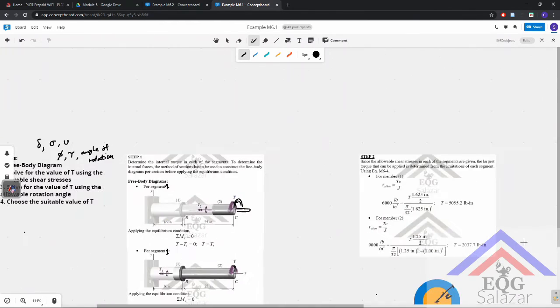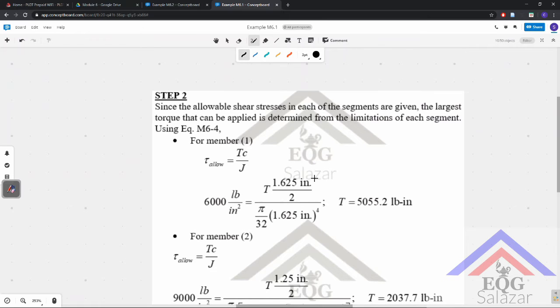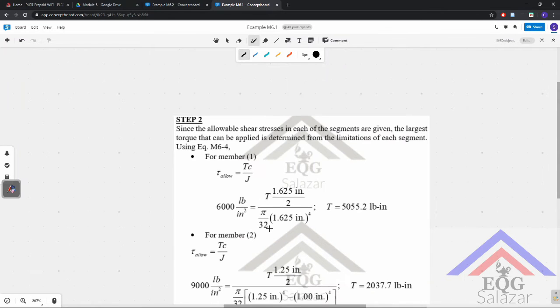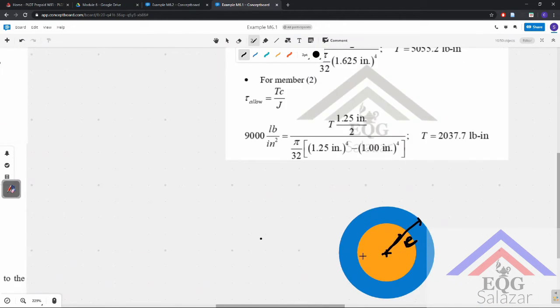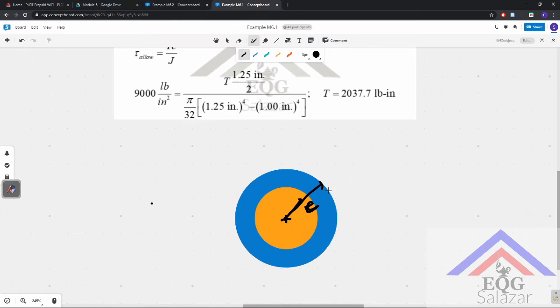the allowable shear stresses. Okay, and we do that by utilizing equation M6-4. All right. So for member 1, we will have tau allowable, which is basically just equal to our maximum shear stress, equal to TC over J, where C is the distance from the longitudinal axis to the extremum fiber of your cross-sectional area. All right. So if this is your cross-sectional area, it's from here to here.